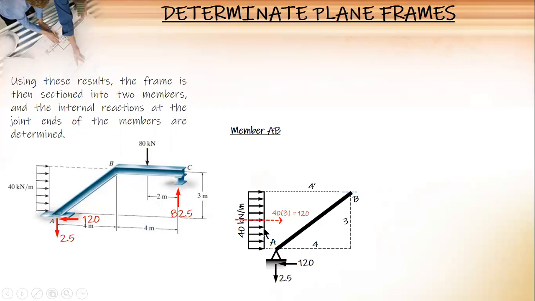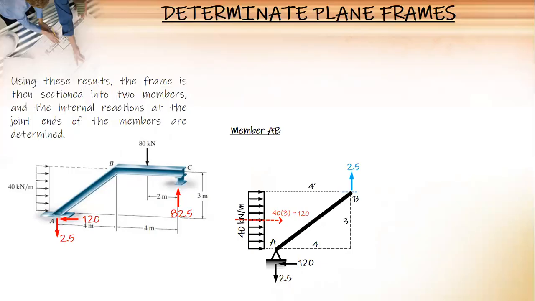So, check the horizontal forces: 120 and 120 balance. So, there is no horizontal internal force here. Vertical only. Okay, we have 2.5 here, downward or upward. And then the moment.